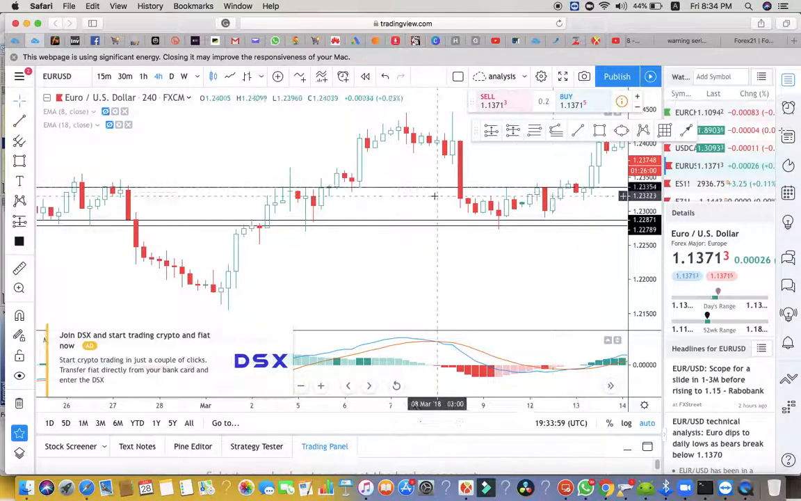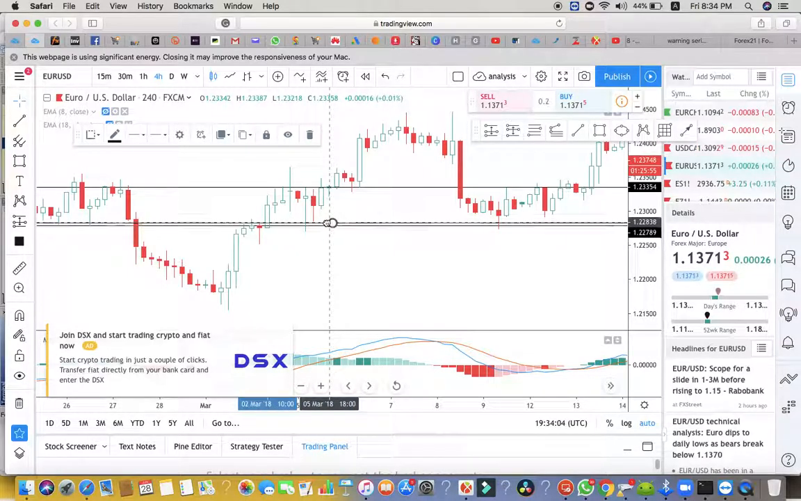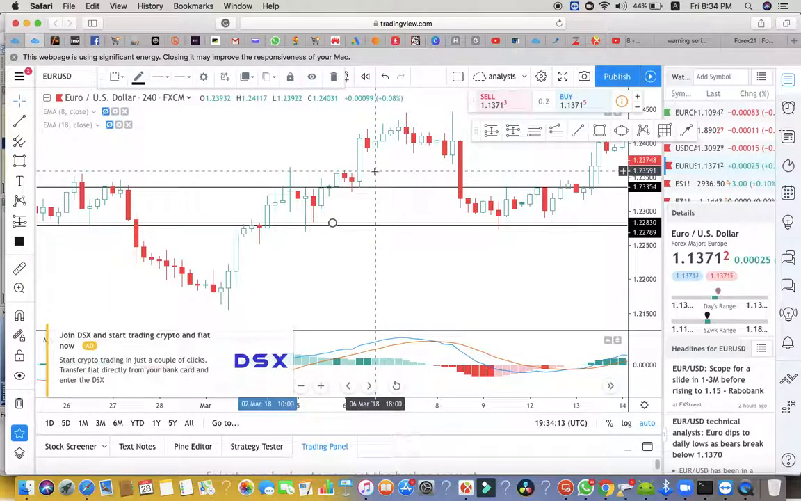So I draw a line with Alt H, and then this will be where I'll put my stop loss. I say Alt H again on that zone, and then I say, okay, this is where I'll put my take profit. Your take profit has to be two times, exactly two times, your stop loss. Yes, around two times your risk.